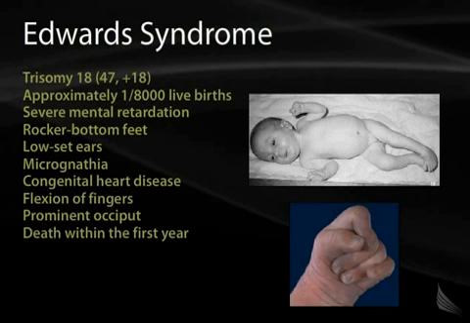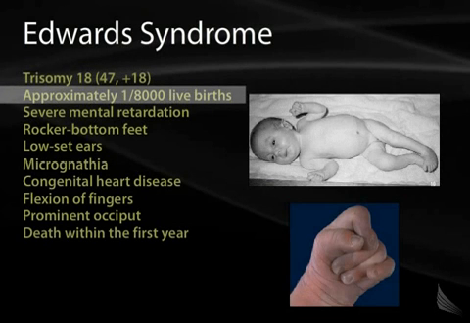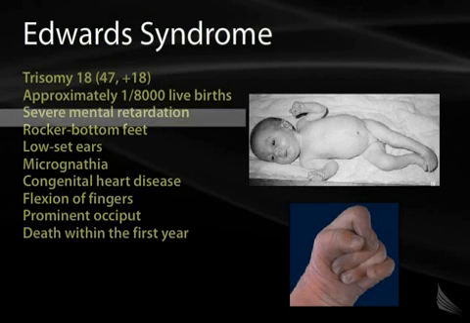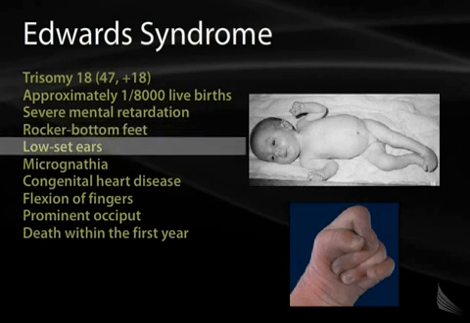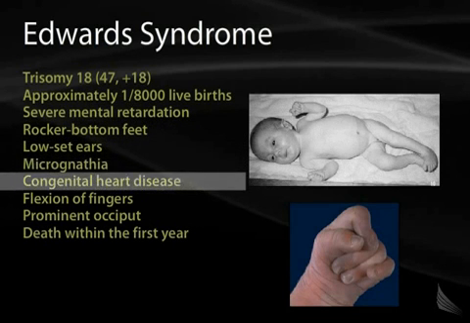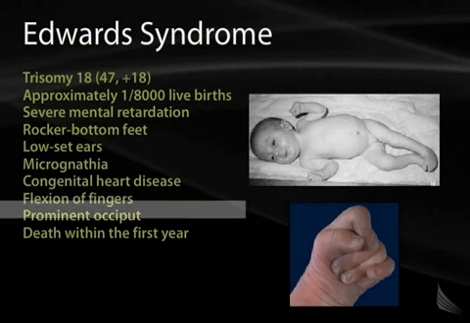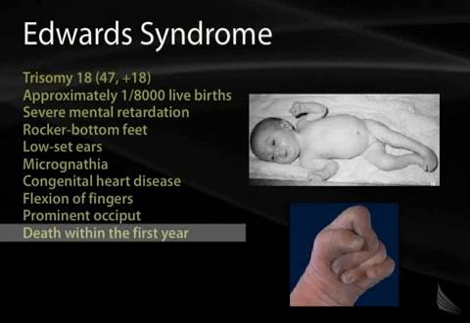Now, Edwards syndrome, another trisomy. This is trisomy 18, approximately 1 in 8,000 live births, so a lot less common than Down syndrome. Severe mental retardation, rocker bottom feet, low set ears, micrognathia, or small jaw, congenital heart disease, flexion of fingers, which we can see in the picture there, prominent occiput, and death usually within the first year.